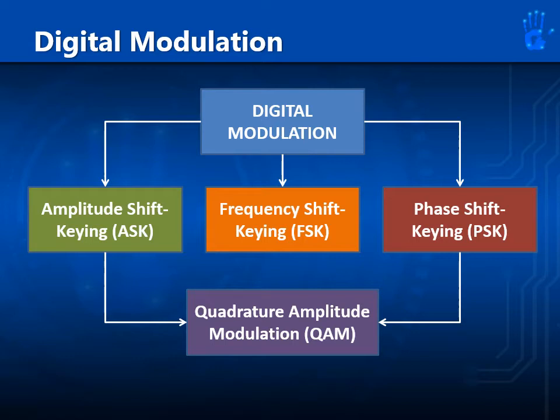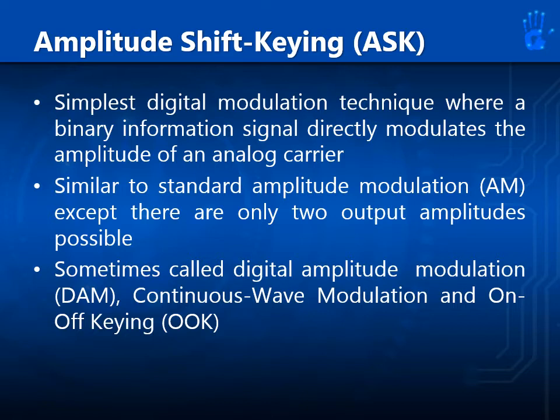And then there is a special type of digital modulation which is known as quadrature amplitude modulation, or QAM. Basically, this is just a combination of ASK and PSK. Let's start with amplitude shift keying.